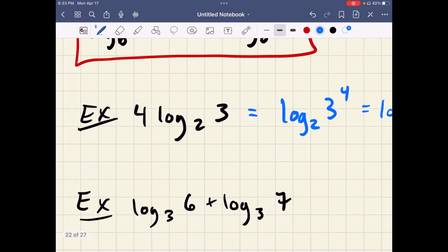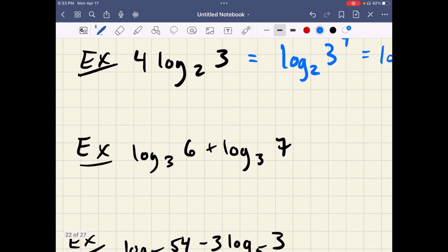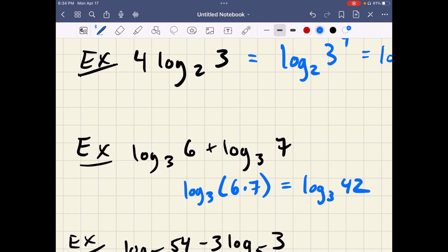So if I come over here and simplify that, I have log base 3 and log base 3, on both sides. So I'm going to take my 6 and 7 and multiply them together. So what I have is log base 3 of 6 times 7. Simplify that to be log base 3 of 42. All right, let's go look at our next one here.